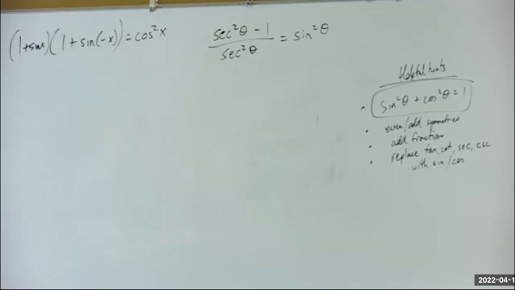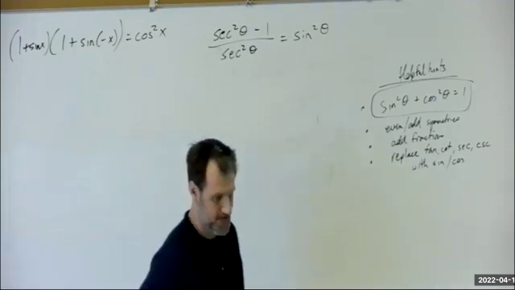What's tangent? Well, tangent is sine over cosine. So I would write them all down in their fraction form. Okay, let's take a look.